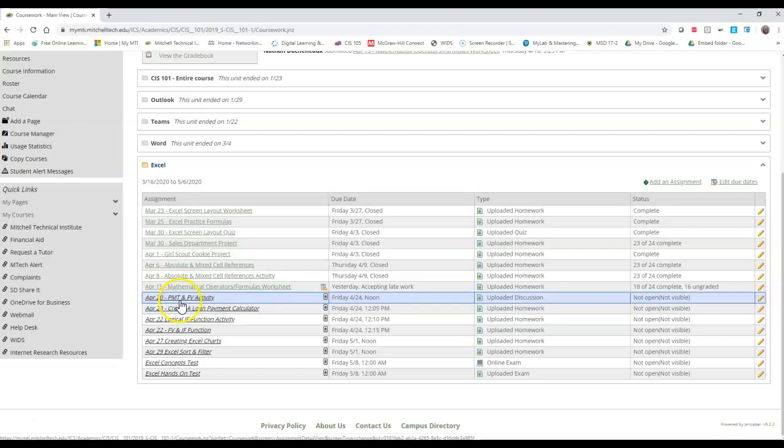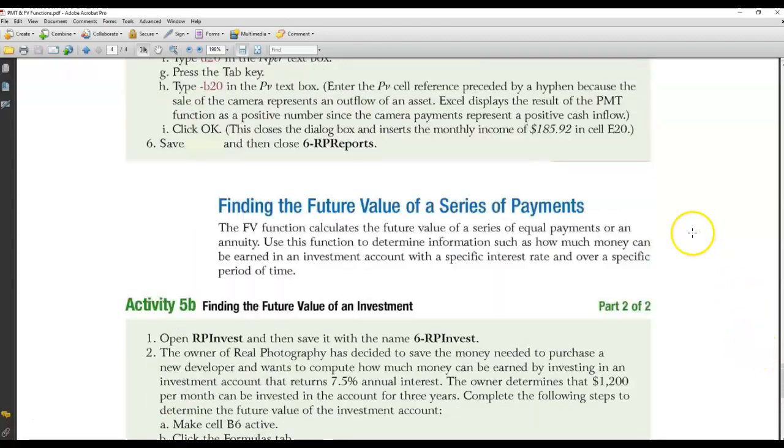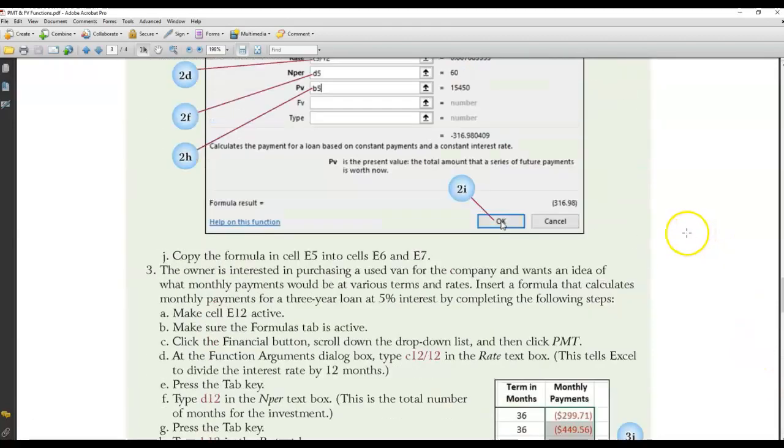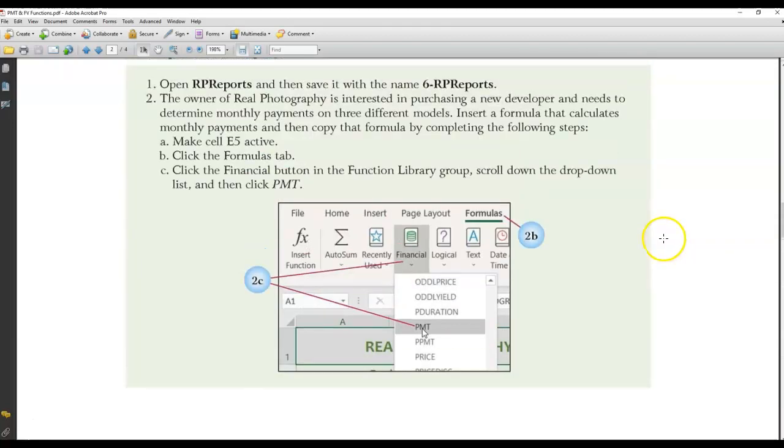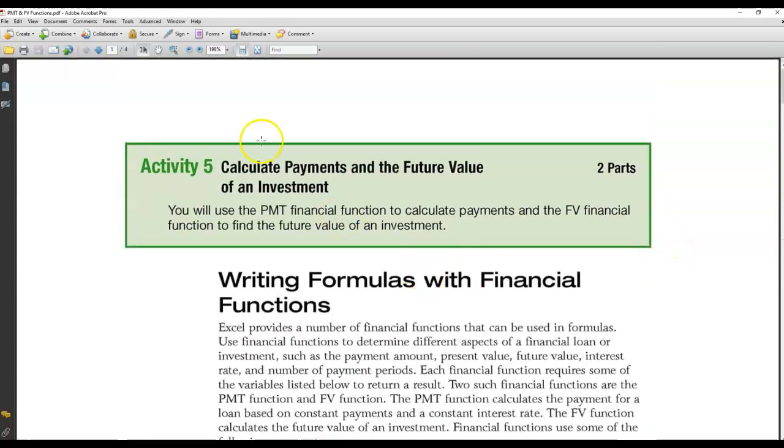So for this first one, PMT FV Activity, you're going to see that there's a PDF file in MyMTI for you to be able to use. It's 5 pages, it's really brief. It is going to go through the payment function and the future value function for you.